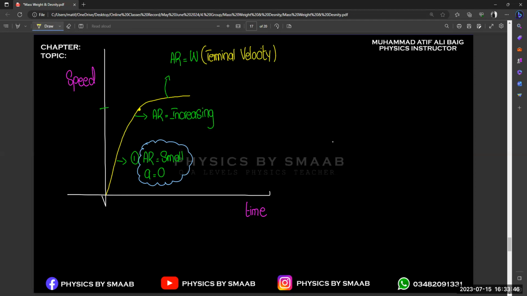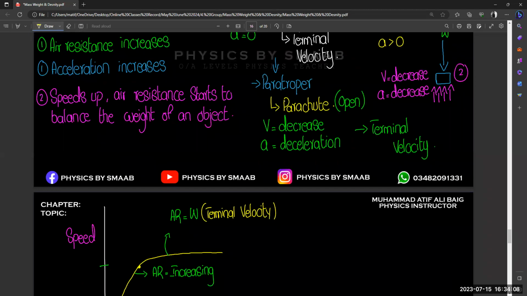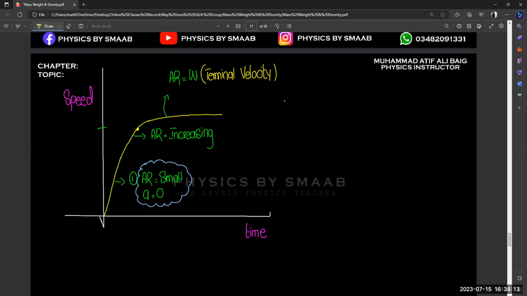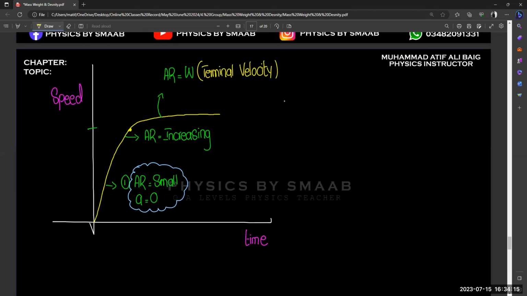And let's suppose we consider a paratrooper, right? And suddenly the parachute opens. Let's extend this line like this. The final stage is, let's suppose we open up a parachute, and after opening the parachute, what will happen next? Our speed suddenly decreases, right? So our graph will move down quickly in a short interval of time. It will be like this.